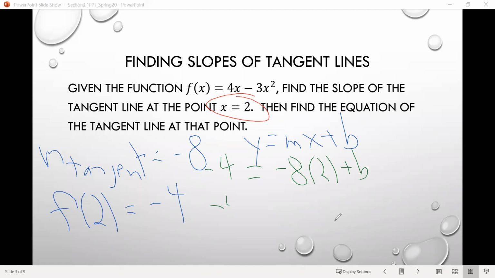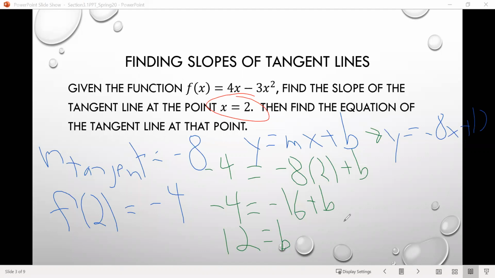So we'll have negative 4 equals negative 16 plus b. If we add 16 to both sides, I think we get b equals 12. So then our equation of our tangent line is negative 8x plus 12. Okay, and there we go. Pretty neat, right? Pretty cool stuff.